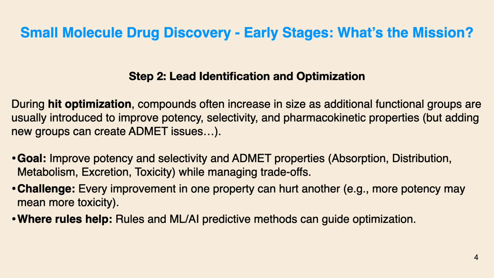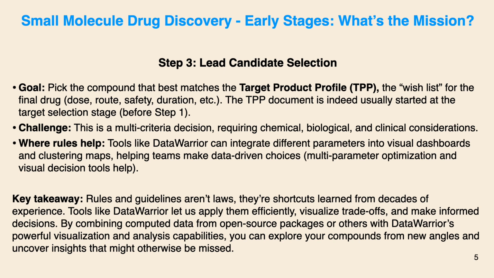The next step involves lead identification and optimization. Here again, several rules and predictive methods can be applied. Then comes lead candidate selection. This is very challenging, but overall, the key takeaway for today's topic is that all these rules and guidelines aren't laws. They are shortcuts learned from decades of experience.